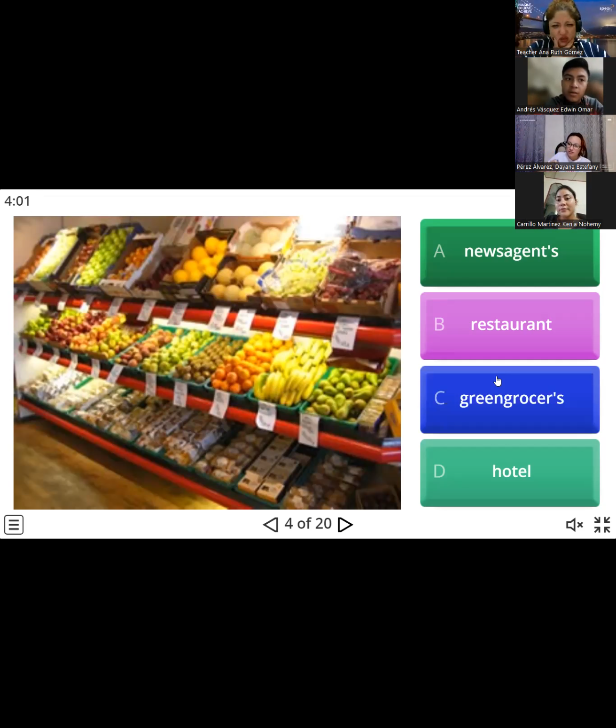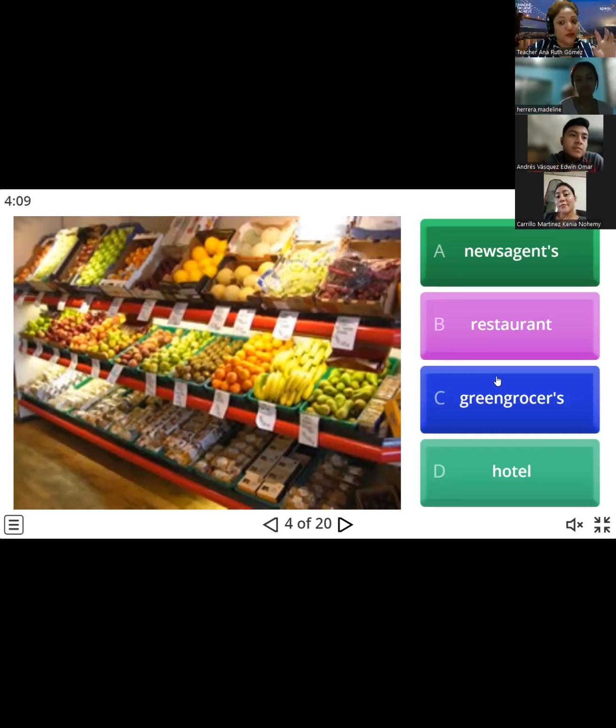Teacher, green grocers. What is the meaning? It's a store that sells only vegetables and fruits. Only vegetables and fruits. But listen, this is British English. In American English, it is grocery store. Okay? In American English.